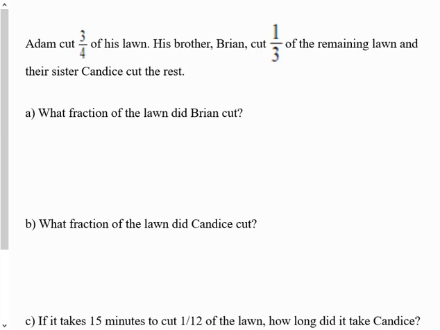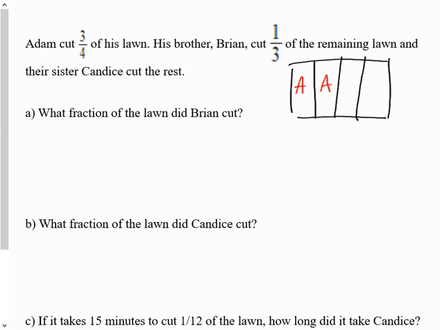And finally, your last question says, Adam cut 3/4 of a lawn, his brother Brian cut 1/3 of the remaining lawn, and his sister Candace cut the rest. First thing I'm going to do is draw it. It always helps me think about it. So Adam cut 3/4. I'm going to divide it into quarters, and I'm going to put Adam, Adam, and Adam. So this part of the lawn that's now shaded in yellow is already cut. Adam did all of this work.